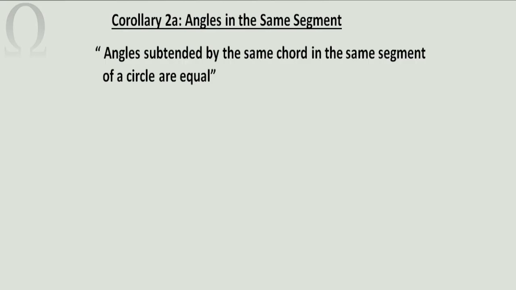There are three basic corollaries to this theorem that we will cover. A corollary is a derivation of a theorem. You are not required to prove these corollaries, but you are expected to know the theory behind them. The first corollary is, the angles subtended by the same chord, in the same segment of a circle, are equal.